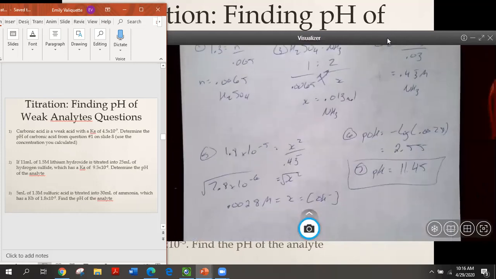Then, of course, you can plug that into the Kb formula. So plug in your Kb, plug in your concentration of ammonia, multiply and get 7.8 times 10 to the negative 6 equals x squared, square root, and get 0.0028 molar, which is your concentration of hydroxide ions. Because we're dealing with a base this time, you plug that into the pOH formula and get 2.55, subtract it from 14 and get 11.45.